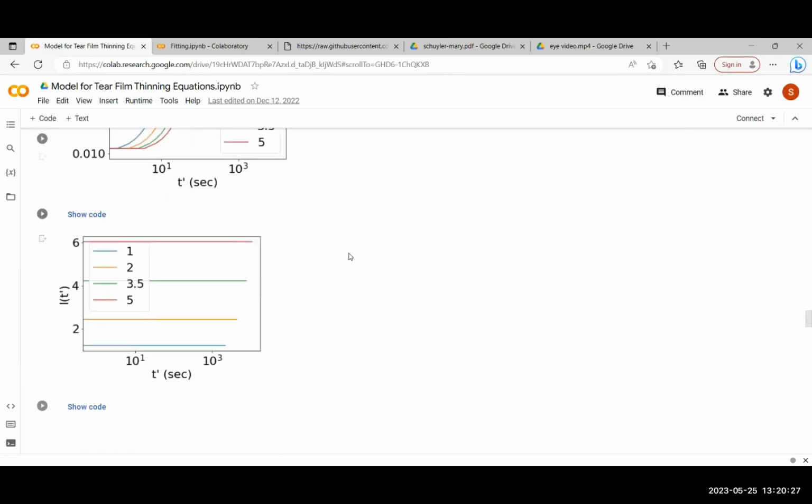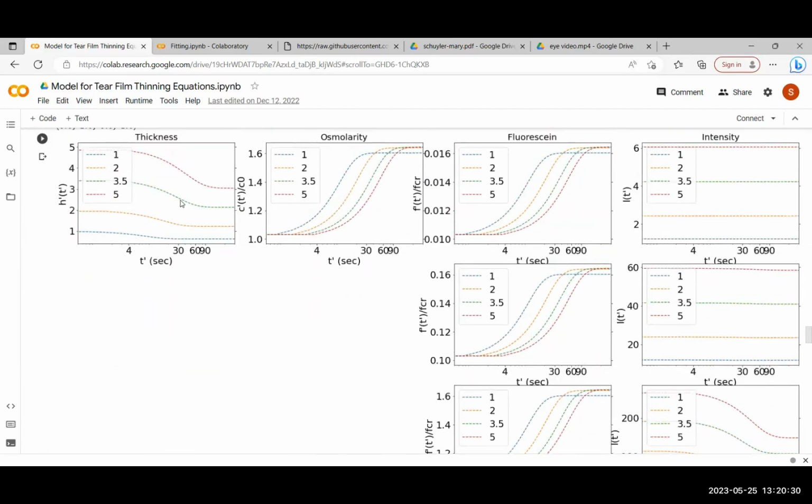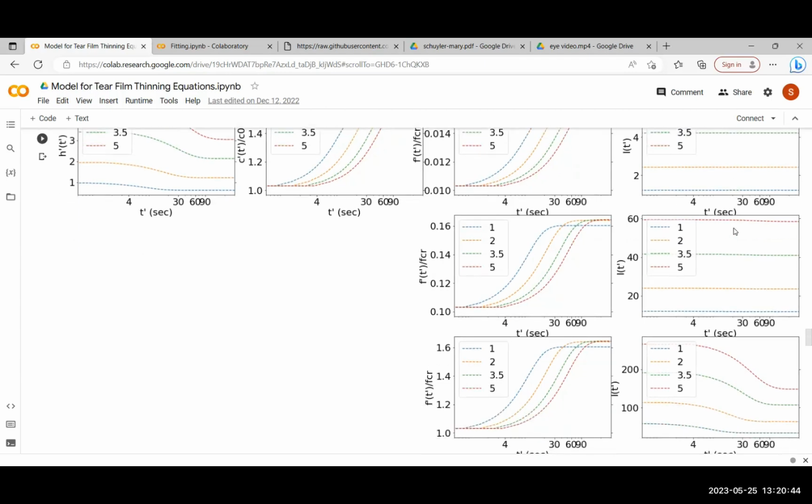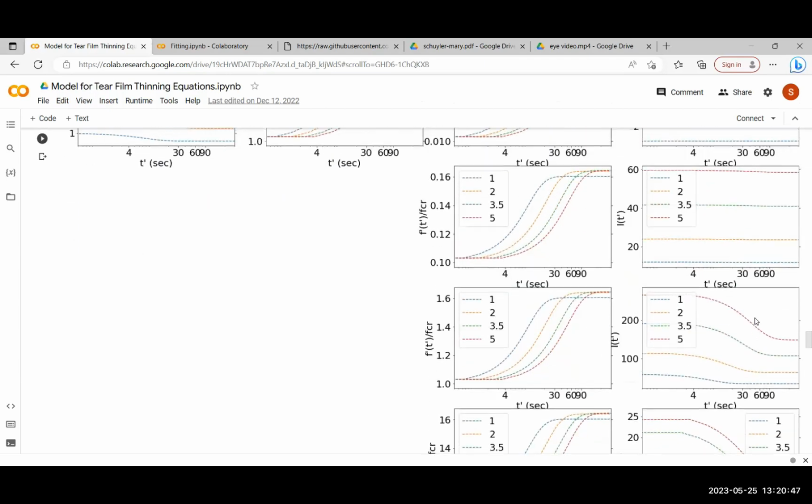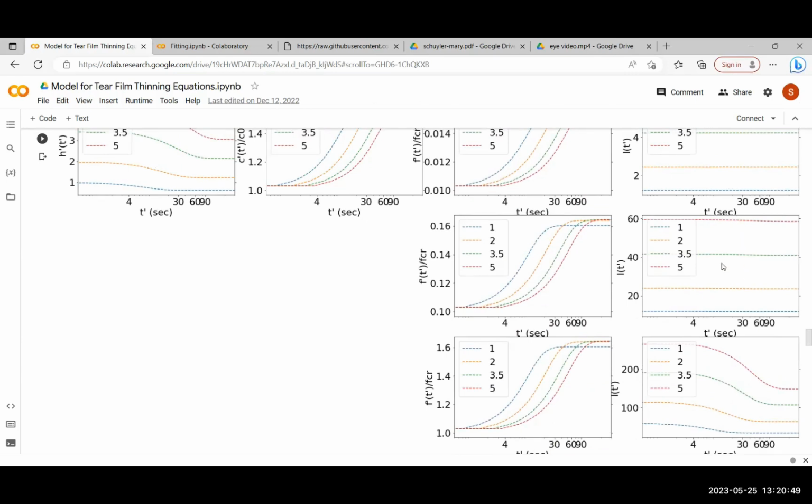And then if we scroll down, when we graph those, we get graphs that look like these. So in this first column, you can see the thickness decreasing over time. And then you have the osmolarity and fluorescein graphs, which look pretty similar, but that shows the increase over time. And then this column on the right is what we're really interested in. That is the intensity graphs. We're interested in these the most because that's what we use to actually get our data. So we want to be able to get the most intensity that we can.